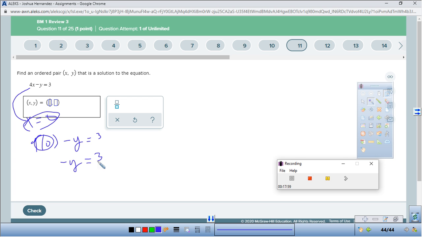If you want to ask me why does that cancel out, because it was 4 times 0. 4 times 0 is 0. So I just have this. So now this situation over here, I divide by negative 1, divide by negative 1. This now gives me y to be equal to negative 3. So the coordinate, because I chose 0, then we'd have a negative 3 here.